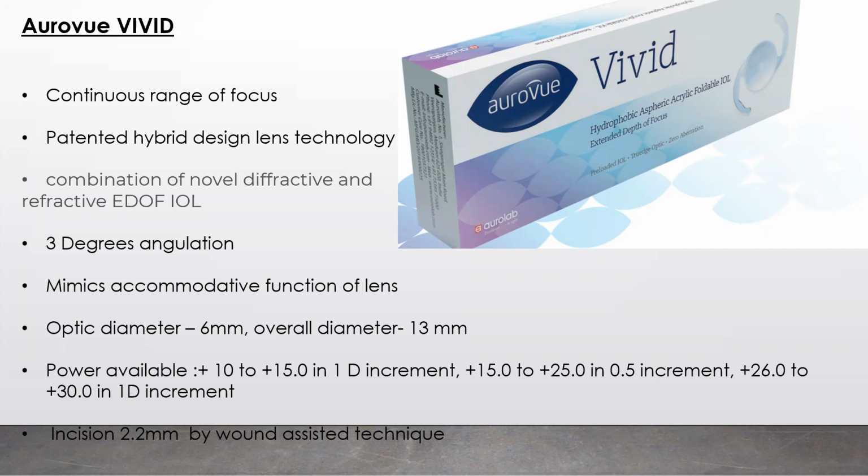But I think with the newer design lenses, PCO formation is also of lesser concern compared to the previous lenses, because right now all the newer designs that we have do not have too much PCO incidence. This mimics the accommodative function of the lens. The optic diameter is 6 mm and the overall length is 13. Powers are available from plus 10 up to plus 30 with one diopter increments initially, and 15 to 25, which is the most common range, in 0.5 and one diopter increments. It is inserted through a 2.2 mm incision by a wound-assisted technique.